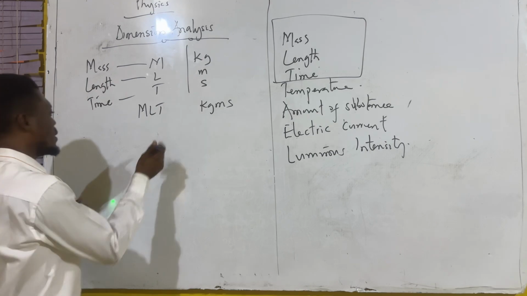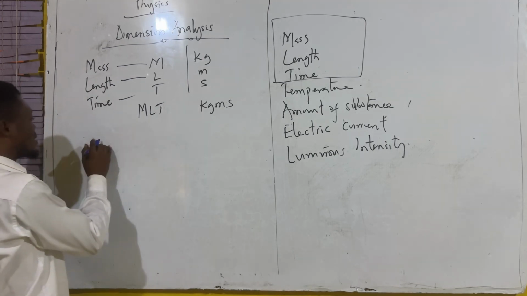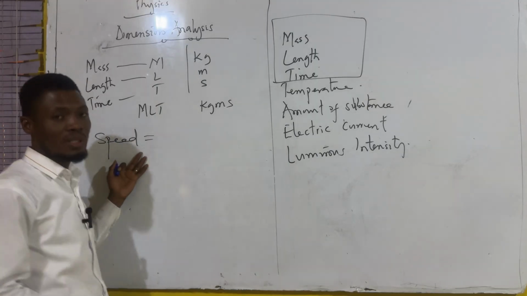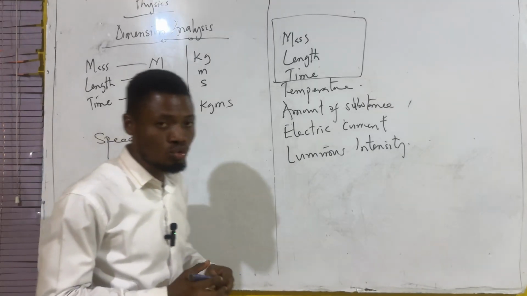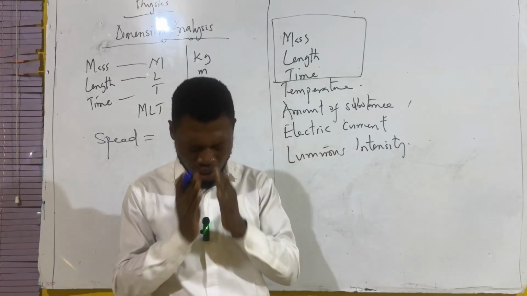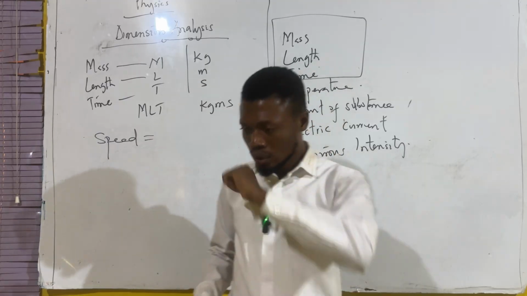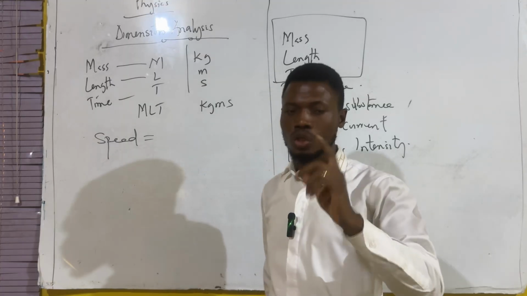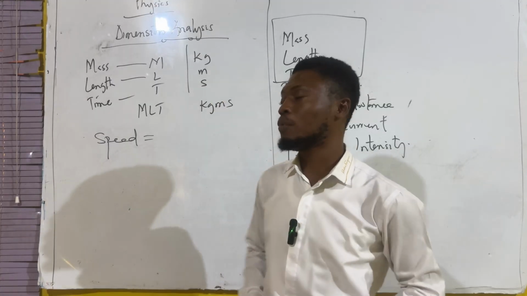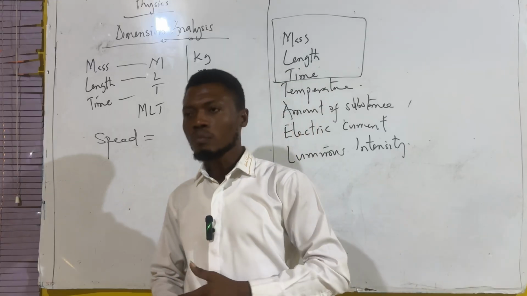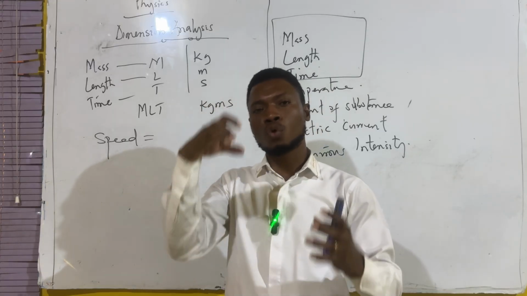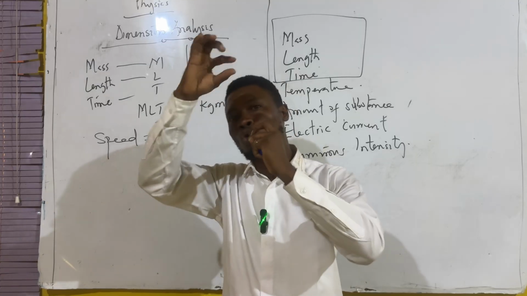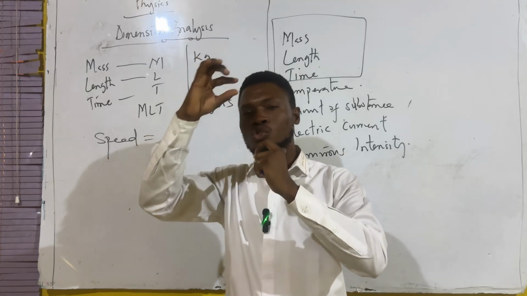Now let's quickly start off with an example. Say I ask you to calculate the dimensions of speed. There are various steps you need to know while calculating dimensional analysis. Number one, you need to know the formula of the quantity. Number two, the quantity you are looking for is also regarded as a quantity.